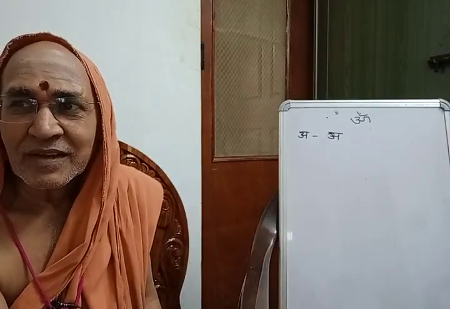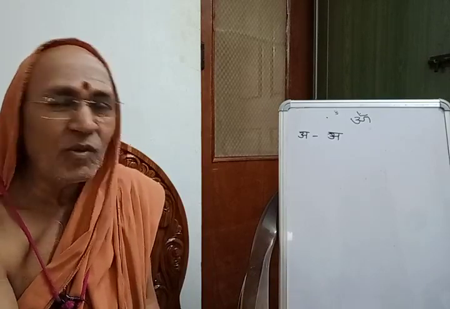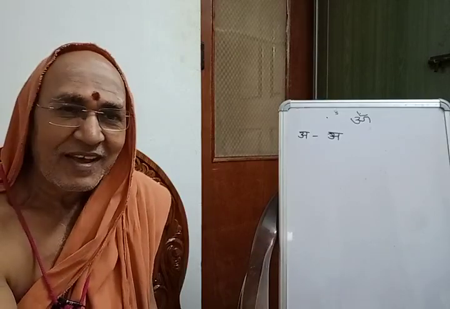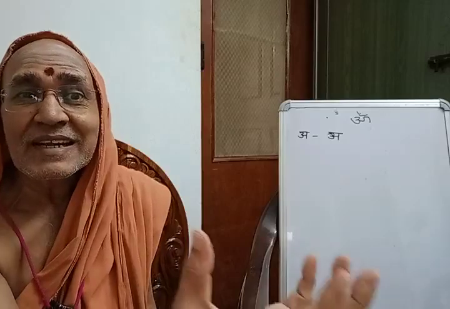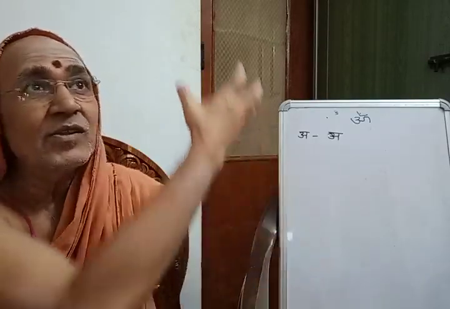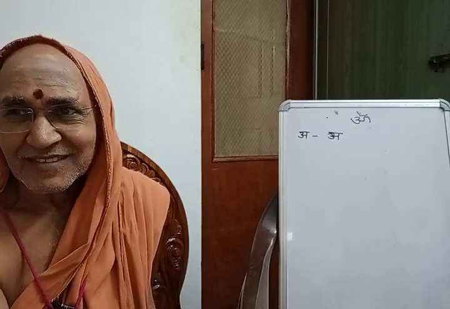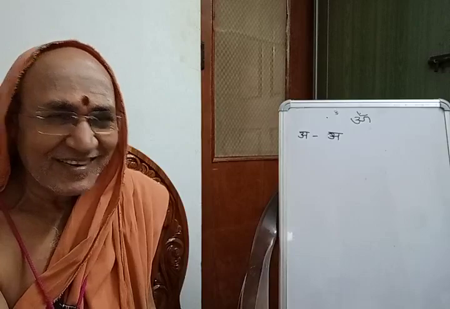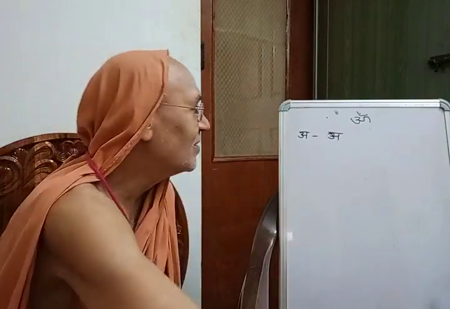Guna can also mean rassi, the rope. Rope is also called guna. Another meaning is sattva, rajas, tamo guna, the technical terms of Sankhya. The whole world is made up of these three gunas. So the word guna changes according to the context. Here in Panini grammar, certain letters are called guna.